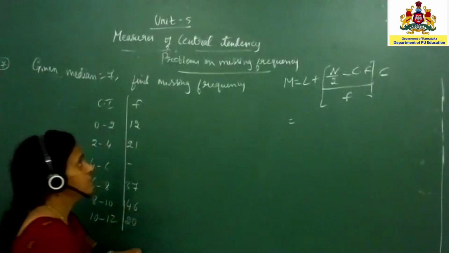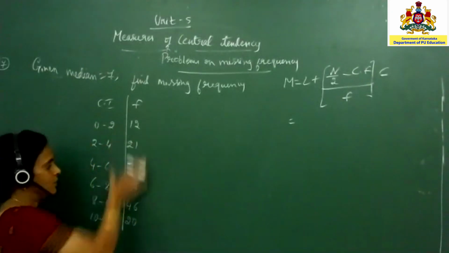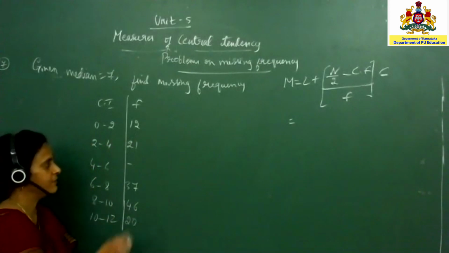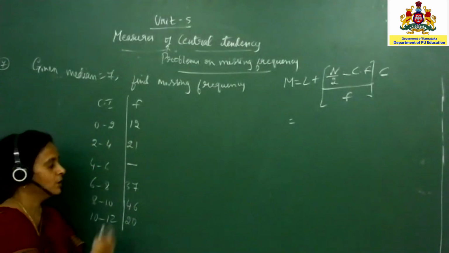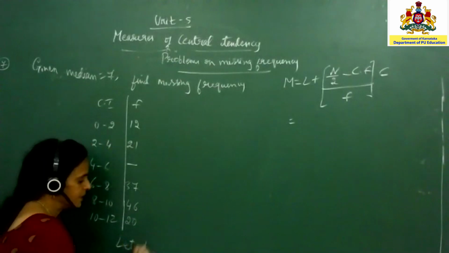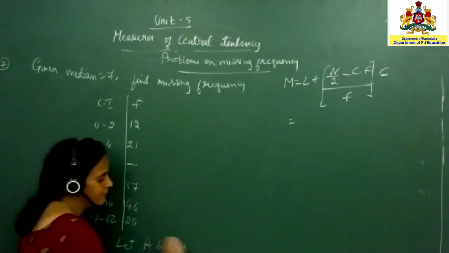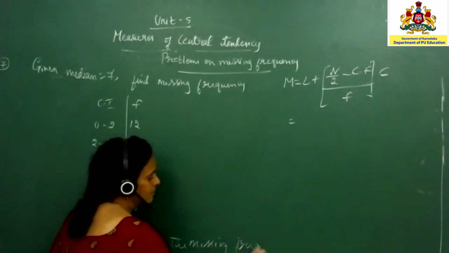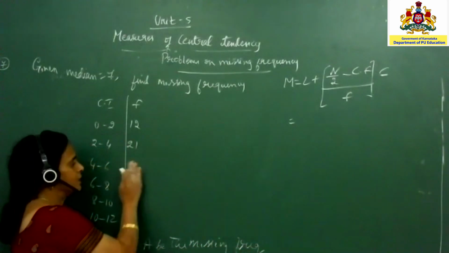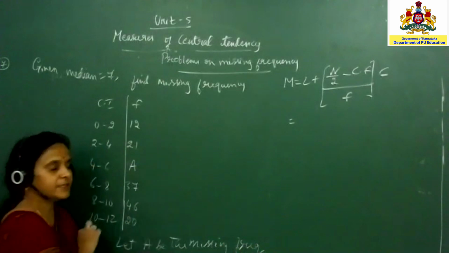So now the problem is on missing frequency. So here the data is given, class interval and frequency. One of the frequencies is missing. We have to find that. Okay, to start with that, I'll just take the missing frequency as A. So here for the solution part, I'll just take this as A.